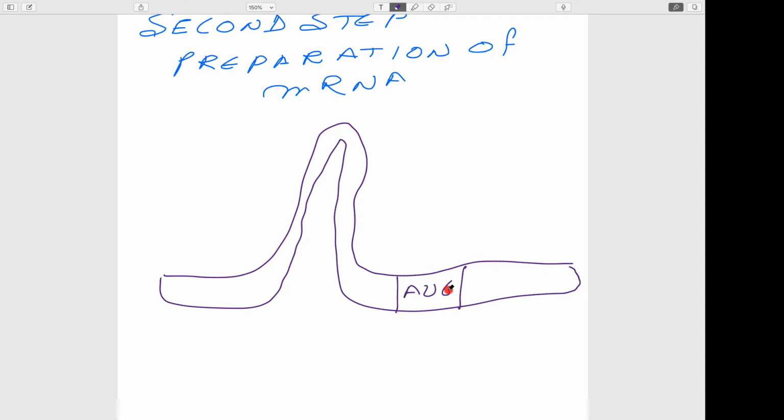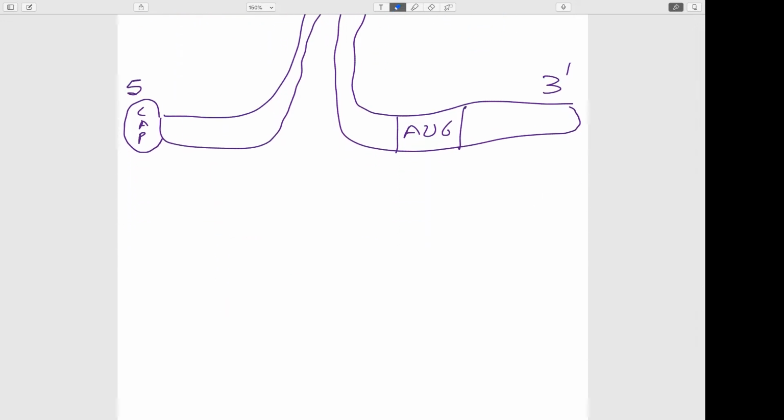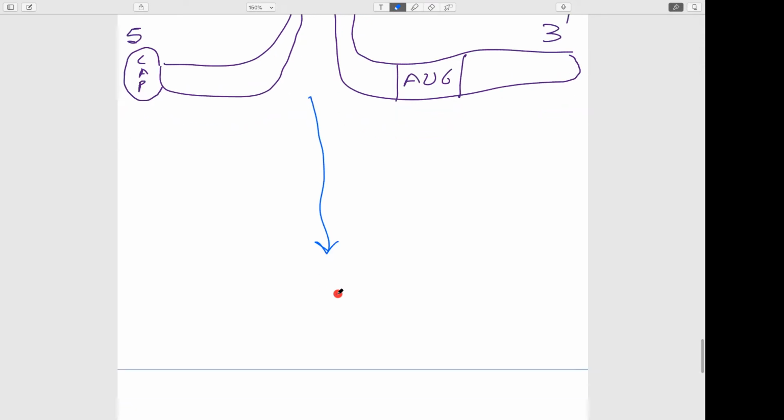This is the messenger RNA of the eukaryotic system. Here it is AUG. Here it is 3' and at the 5' there is a cap present. Here it is 5'. Here it is the cap. So the 7-methyl guanosine triphosphate cap is present. So this is the messenger RNA. The preparation of the messenger RNA is taking place. In the preparation of the messenger RNA, a number of factors are added.